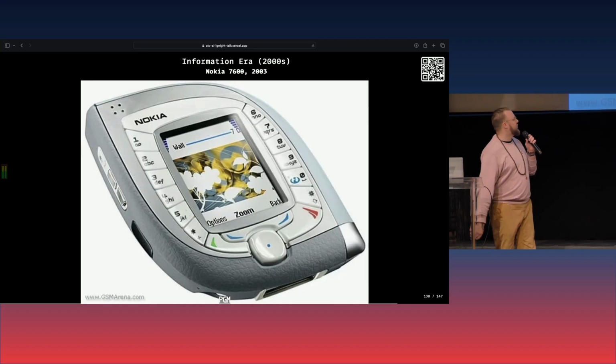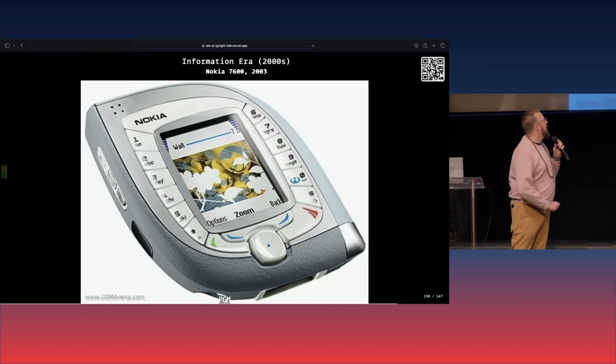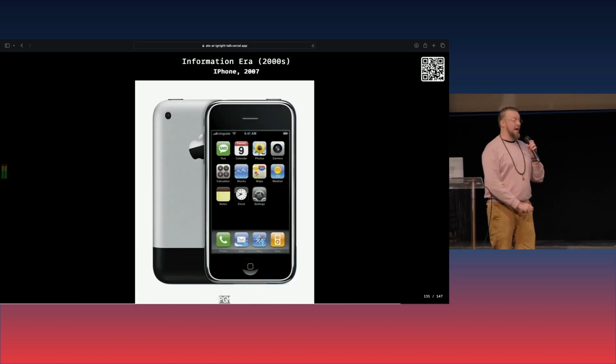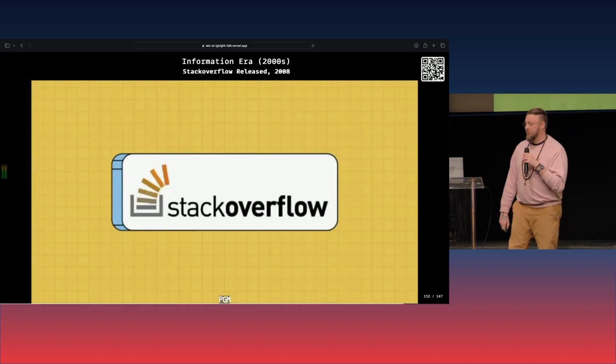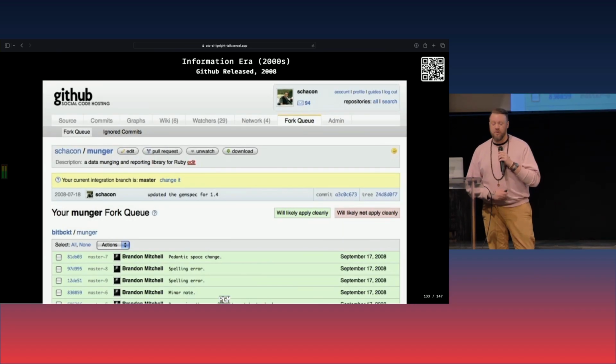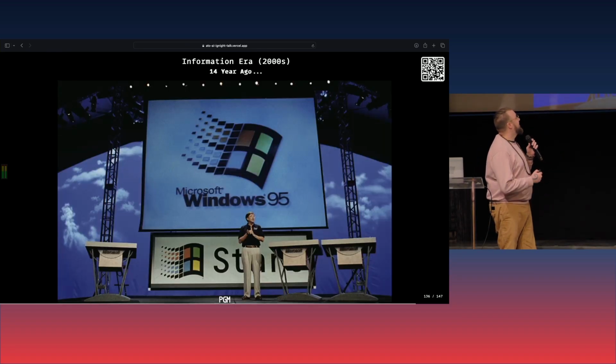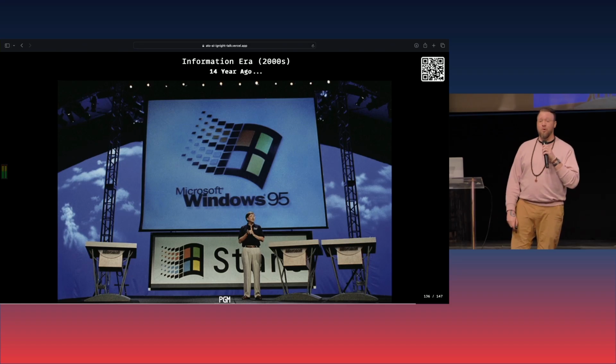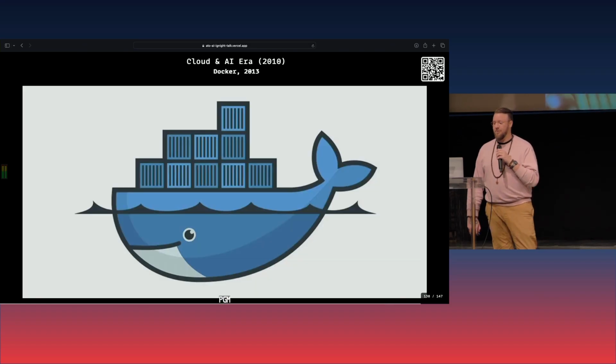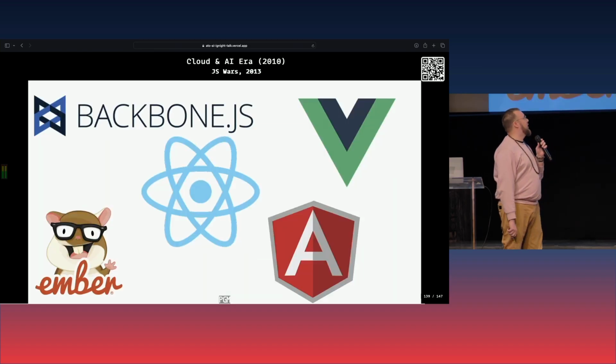Major smartphone evolution flies through. Maybe not that much of an evolution, but that was an evolution. That was a major deal. And then Stack Overflow, 2008, GitHub 2008, Node.js, Go. This guy was trying to sell us an operating system 14 years prior to when Node.js came out. It's Windows 95. Now, launching forward, we're in the current era.